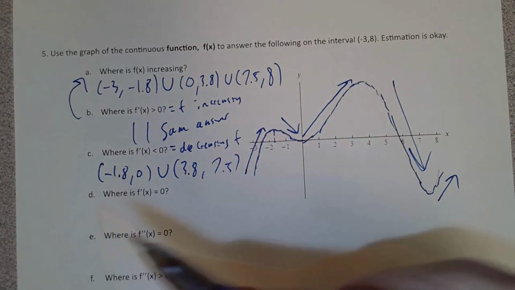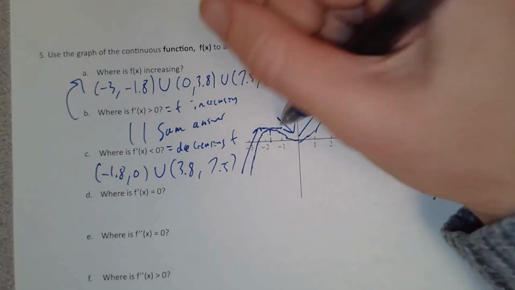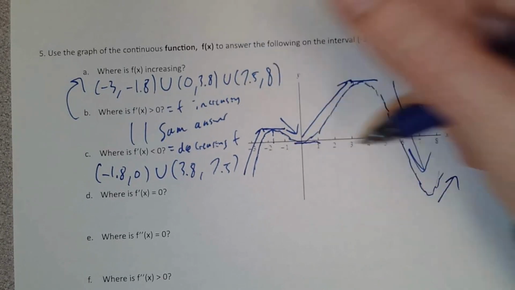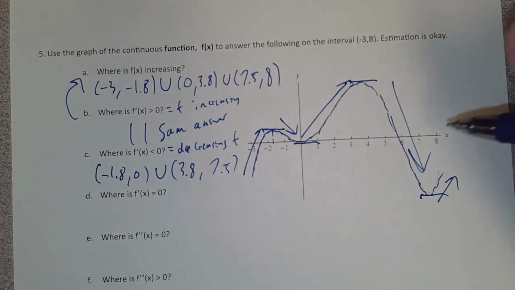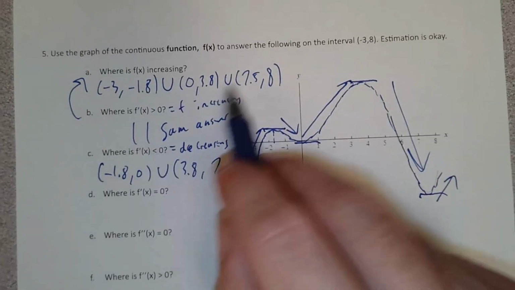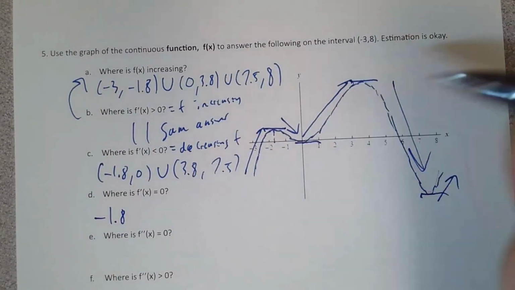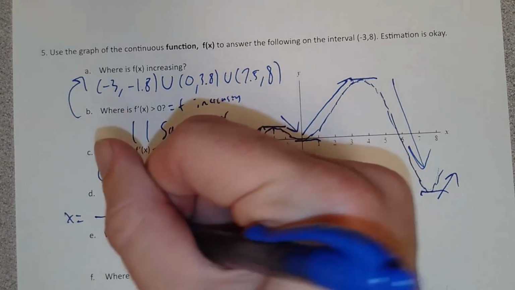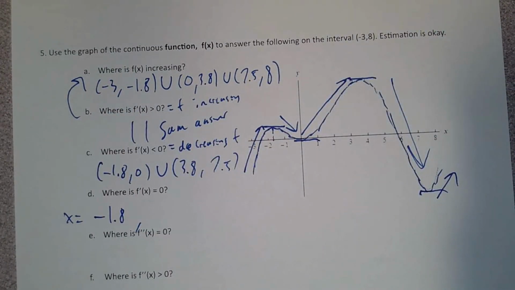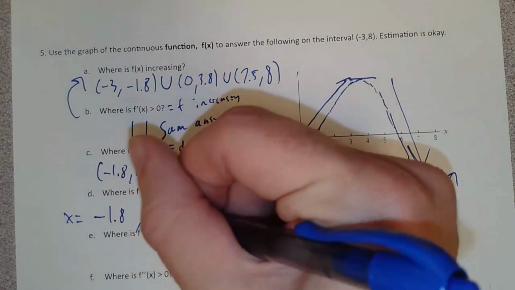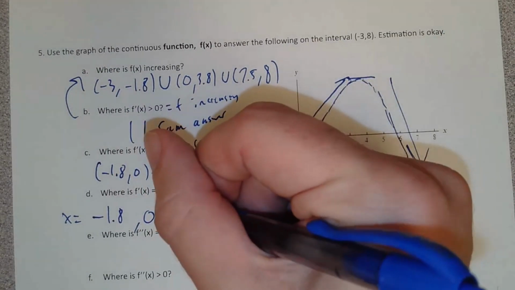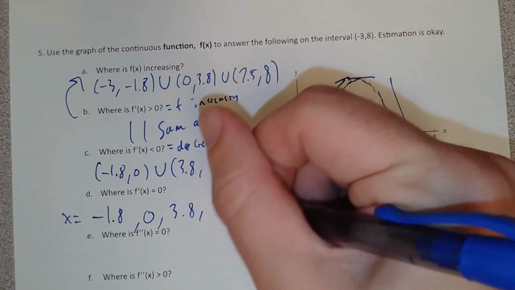Where is my derivative 0? So these are the horizontal tangent lines right here, here, here, here. So that's at all these breakpoints. x equals negative 1.8. I'll just use commas, 0, 3.8, and 7.5.